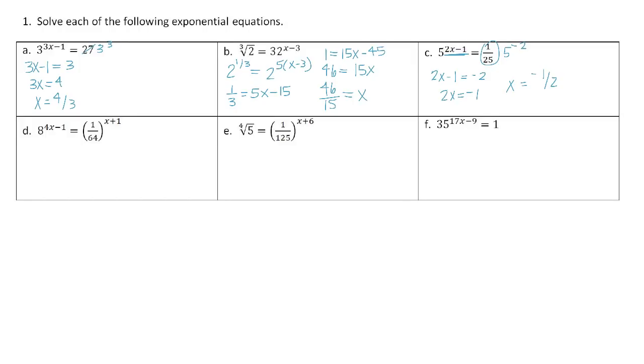All right, for our next set, again, looking at your bases, here we can make this 2 to the 3rd. So we're going to have 3 times (4x − 1). And then this one's going to be 2 to the negative 5. So I have −5 times (x + 1). And so we have 12x − 3 = −5x − 5. If we add our 5x over, we have 17x equals, and we add 3, we get −2.